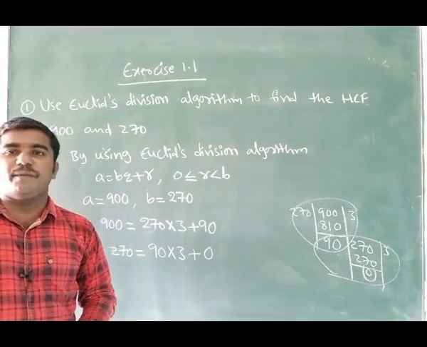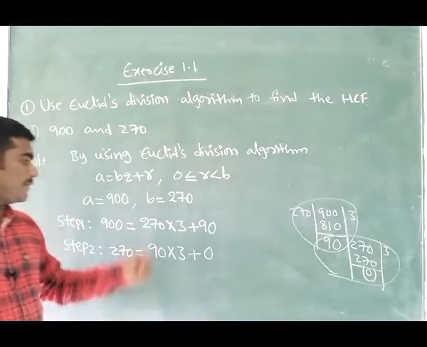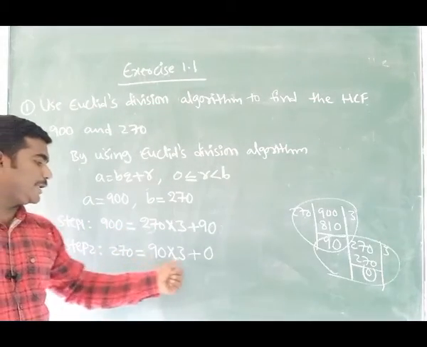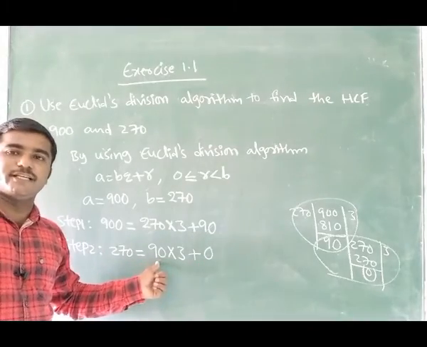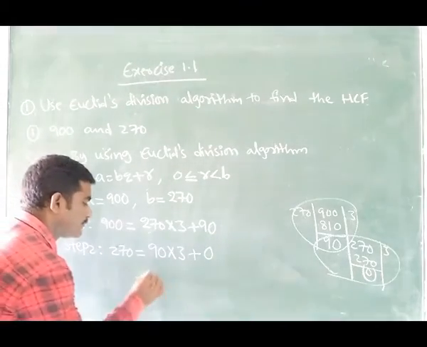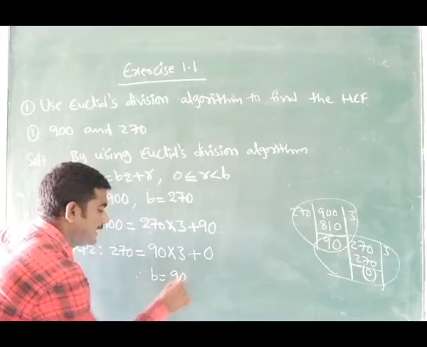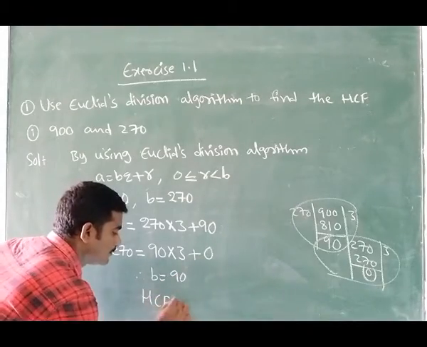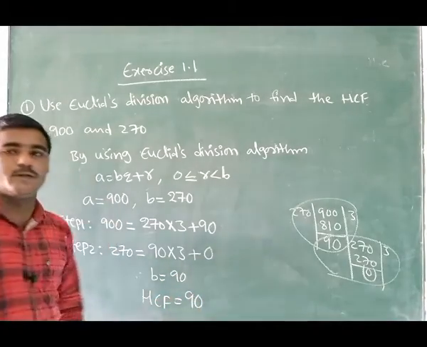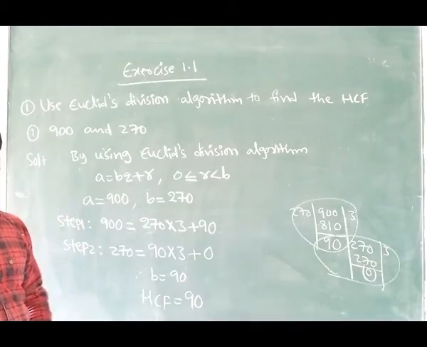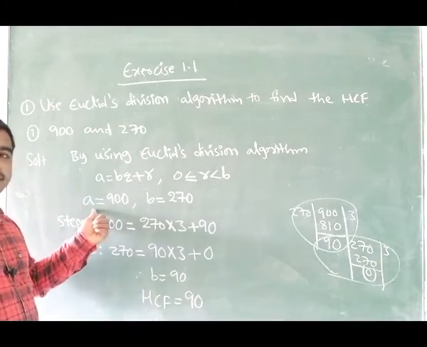Now, what is HCF? The B value is the HCF. What is the B value? A is equal to BQ plus R, so what is the B value here? 90. Therefore B is equal to 90, and HCF is also 90. What is HCF? 90. Is it clear? It is a step-by-step process.